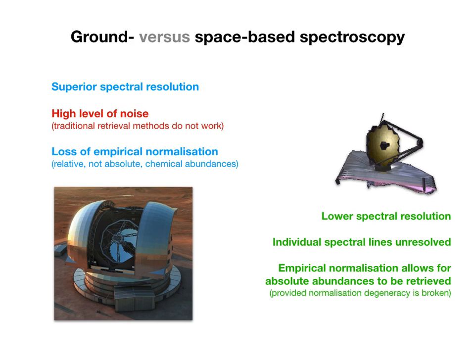From space, the resolution is lower, but the price that you pay is that the individual spectral lines are unresolved, whereas using ground-based high-resolution spectroscopy, you can actually resolve individual spectral lines. And from space, one doesn't have to deal with the loss of empirical normalization, meaning that one can actually measure absolute transit depths and not relative transit depths. But one has to then deal with the normalization degeneracy, as I described to you.